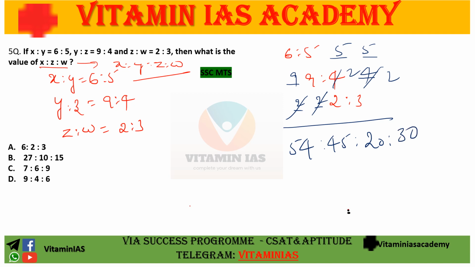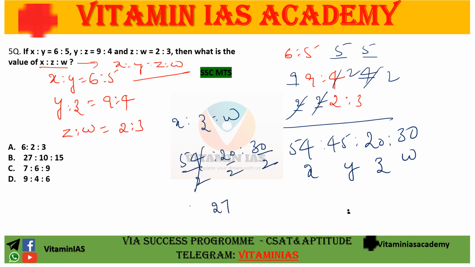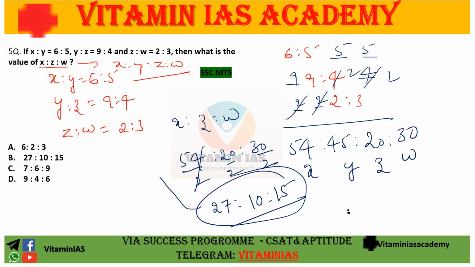So what he needed: this is X, this is Y, this is Z and W. He needs X, Z, W only. So X value 54, Z value 20 and W value 30. If we divide the entire ratio by 2, what will happen? 27 is to 10 is to 15. The answer will come 27 is to 10 is to 15. Let us see whether this option is there or not. Yes, exactly, option B will be the right answer. And this type of question was asked in SSC MTS.